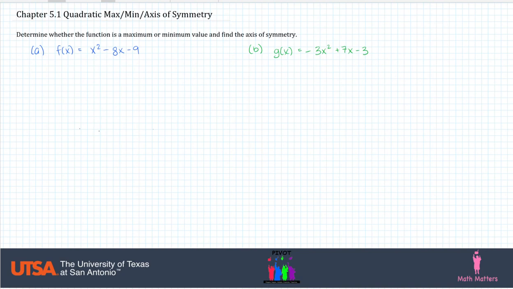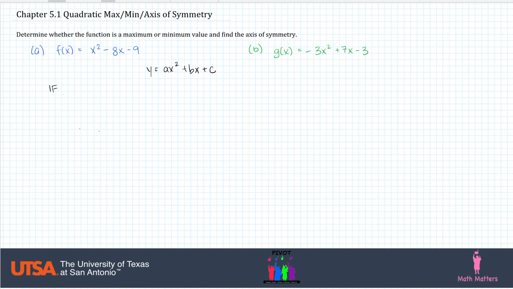So chapter 5.1 talks about quadratics and their maximum or minimum values, and then the axis of symmetry. So we're given some equation y equals ax squared plus bx plus c, where a, b, and c are constants. And from here we can find certain properties of the quadratic function.